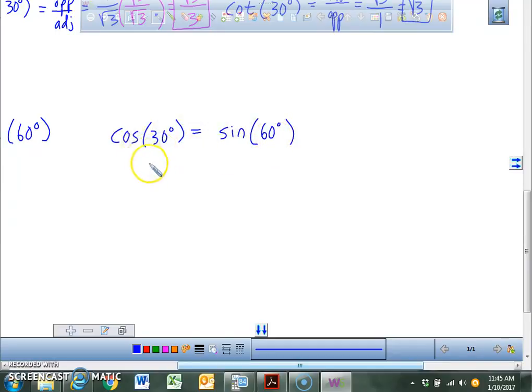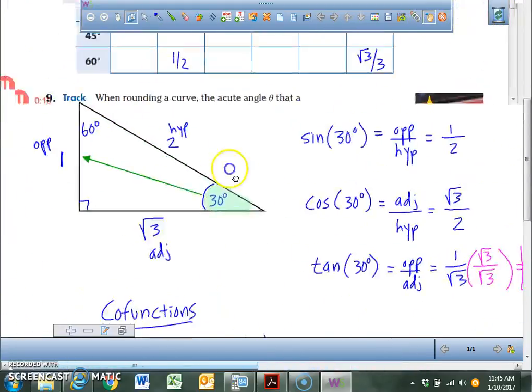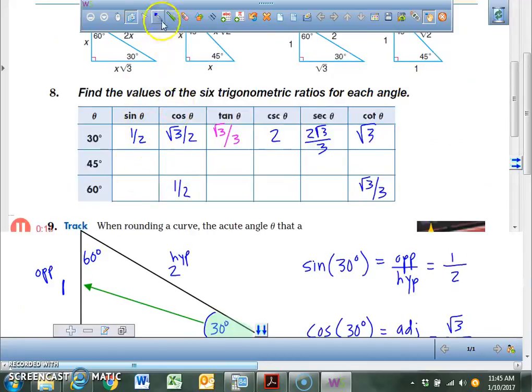What is the cosine of 30? That was what? Radical 3 over 2. So the sine of 60 should also be radical 3 over 2. So we can take this right here. The sine of 60 should end up being radical 3 over 2.